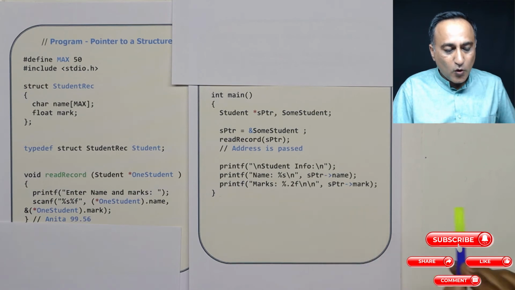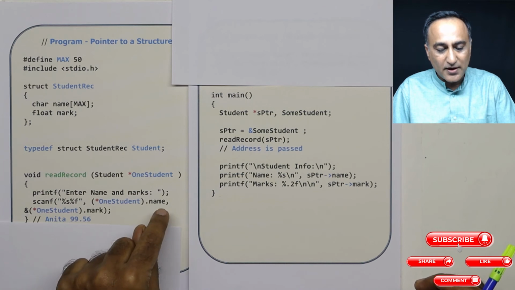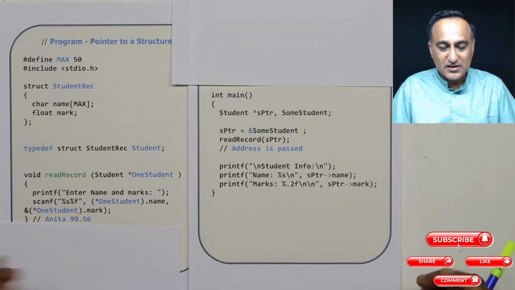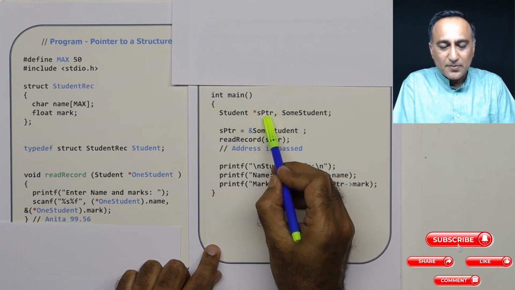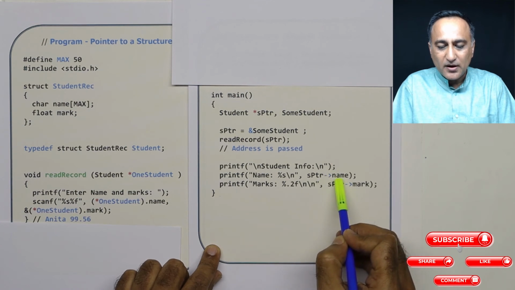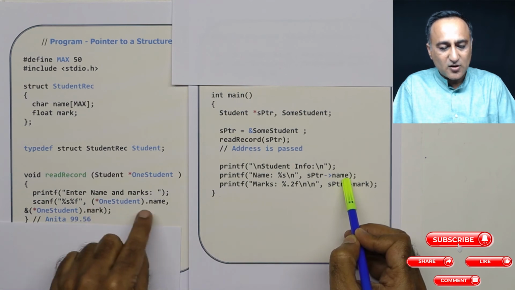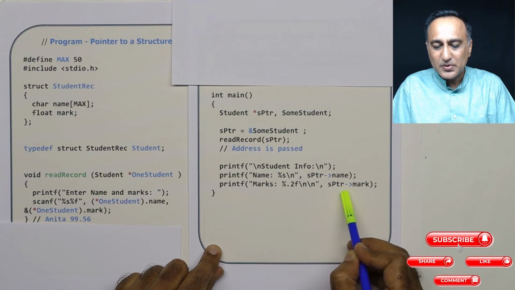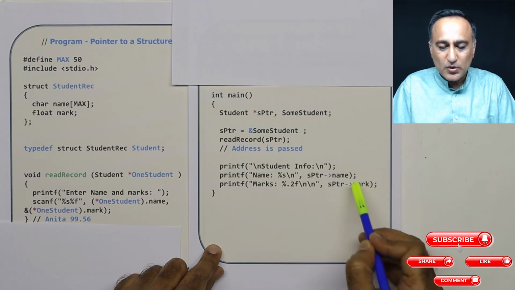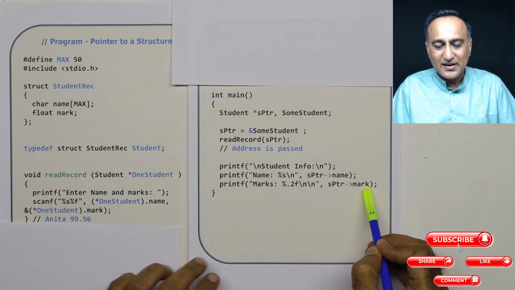Now in order to avoid the complication of having this bracket star one student dot name and all, which we saw in the previous example, we use the arrow operator. So when you are using a pointer to a structure, using this arrow operator, without all these star dot, you can print the name. So the star dot is replaced by this arrow operator. Similarly for marks, SPTR arrow marks. So this way you are going to print the name and marks of Anita and 99.56.